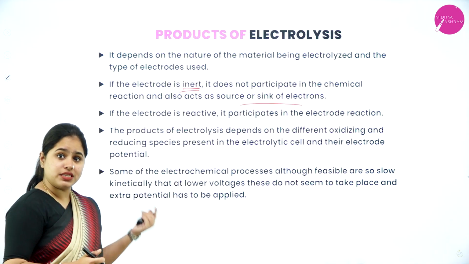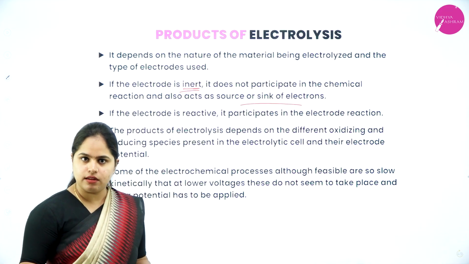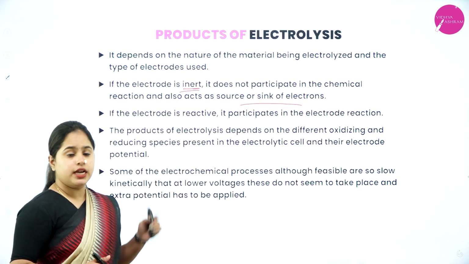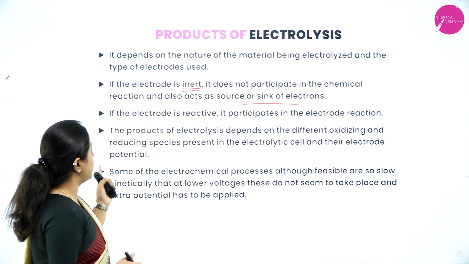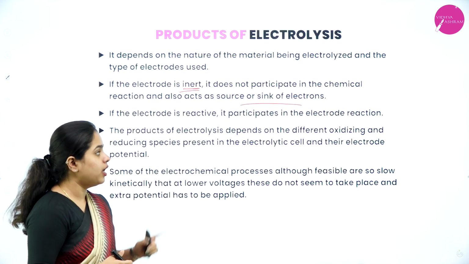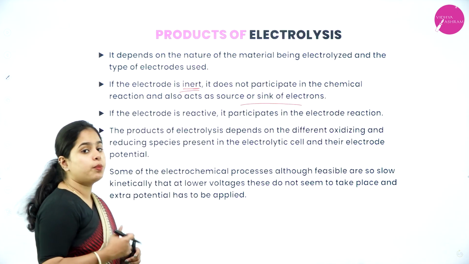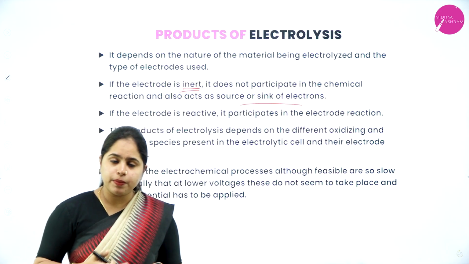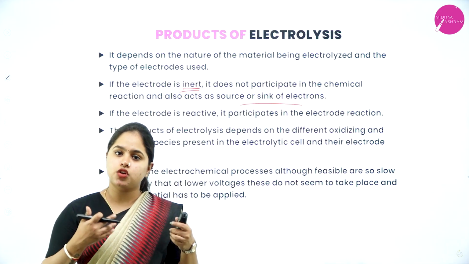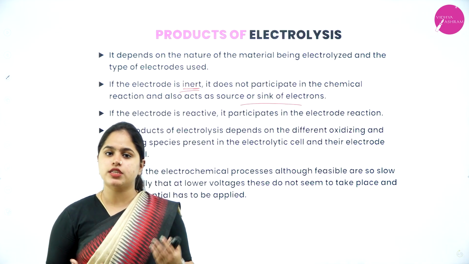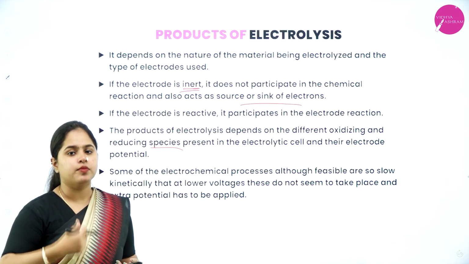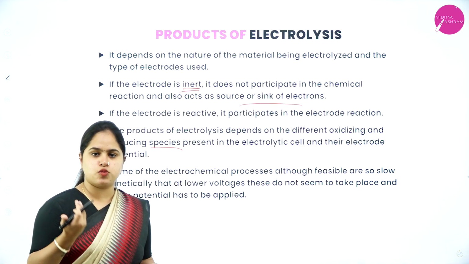Now if the electrode is reactive, it participates in the reaction. Now the products of electrolysis depend on the different oxidizing and reducing species present in the electrolytic cell and also on their electrode potential. So it depends upon which electrolyte solution you are using. Based on that, your oxidizing and reducing species will be different, right? So based on that, the products will be formed.